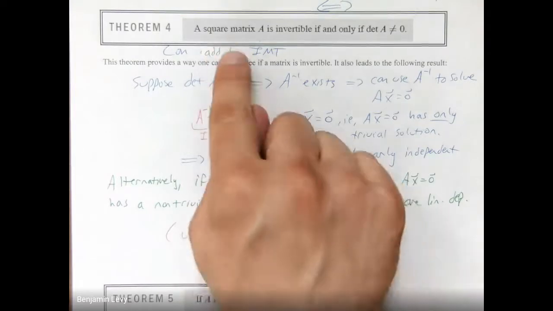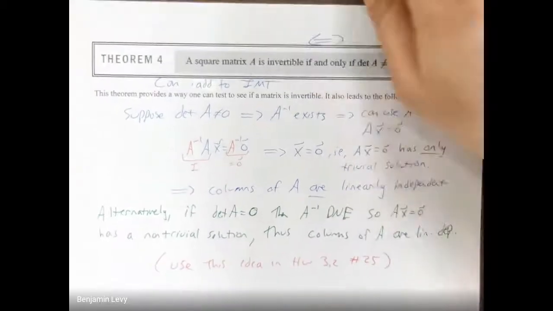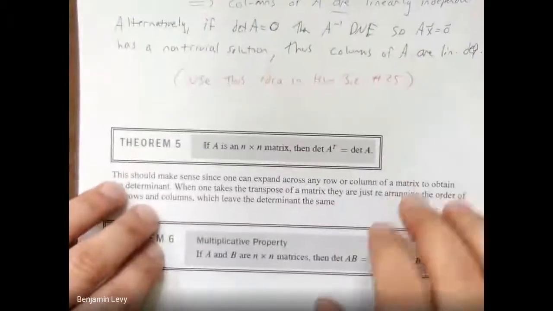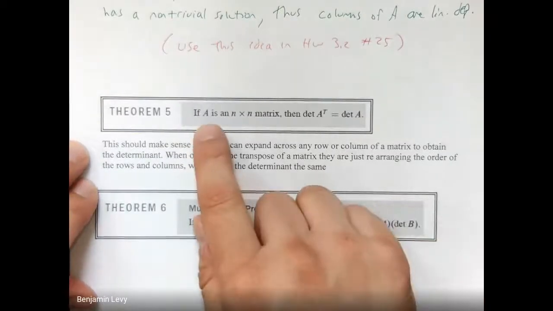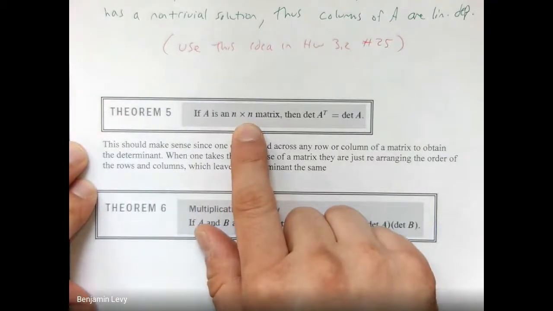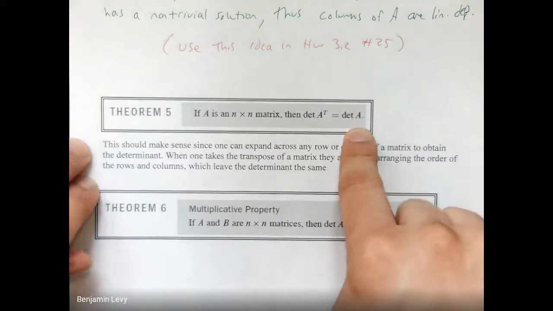But anyway, what we're going to end up doing is tacking this onto the invertible matrix theorem, right? So if a determinant is not 0, it means the matrix is invertible. A couple other theorems here. The first one's telling us that for a square matrix, the determinant of the transpose is the same thing as the determinant of the regular matrix.